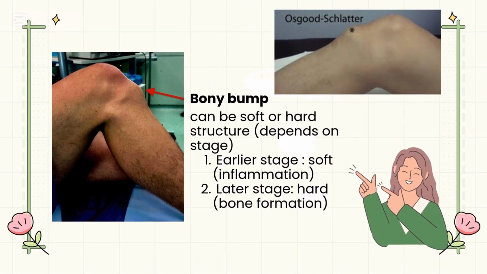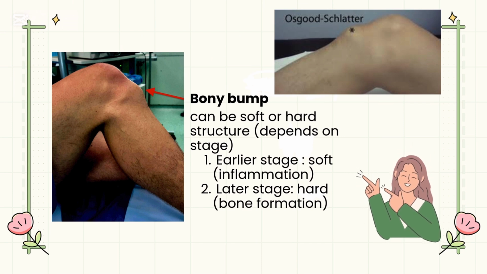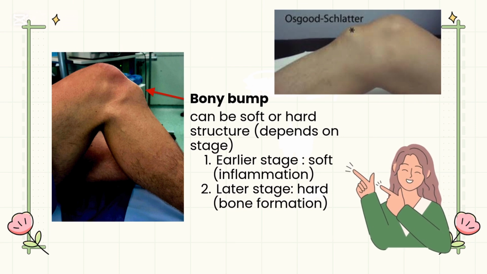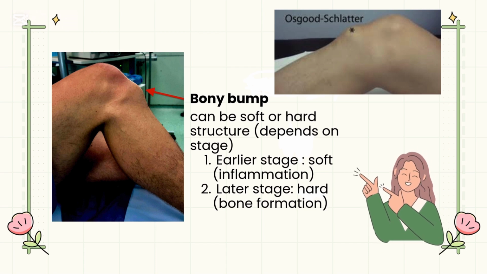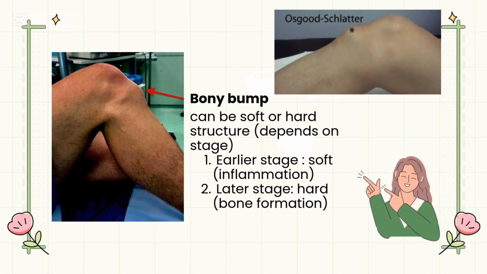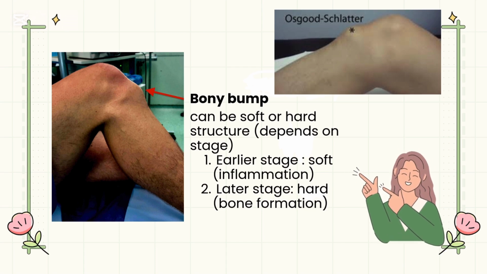Below their kneecap there will be a bony bump. It can be a soft or hard structure, depending on the stage. The earlier stage is soft because of inflammation, and the later stage will be hard because of bone formation.